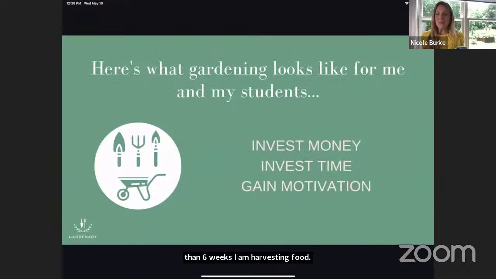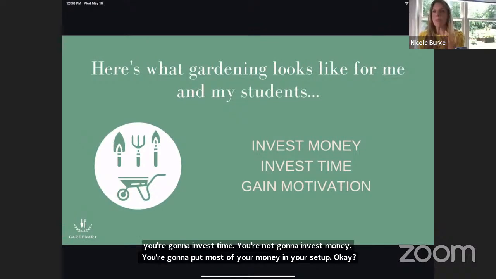All right, so here's what I want gardening to look like for you. Instead of wasting money on the rush setup, you're going to invest money. You're going to put most of your money in your setup, okay? Then you're going to invest time. You're not going to rush it. You're going to put some time into learning how to set up, how to plant more plants. And that's going to end up with more motivation.